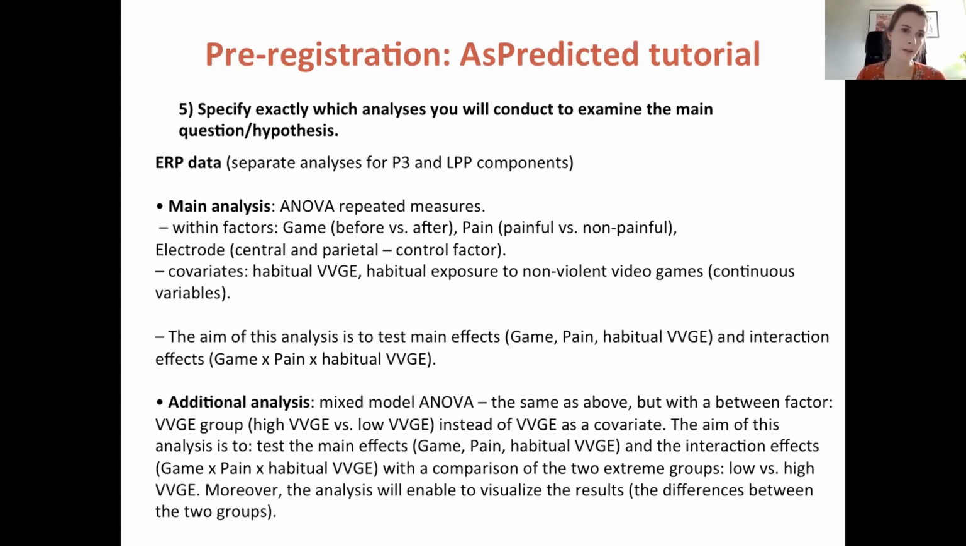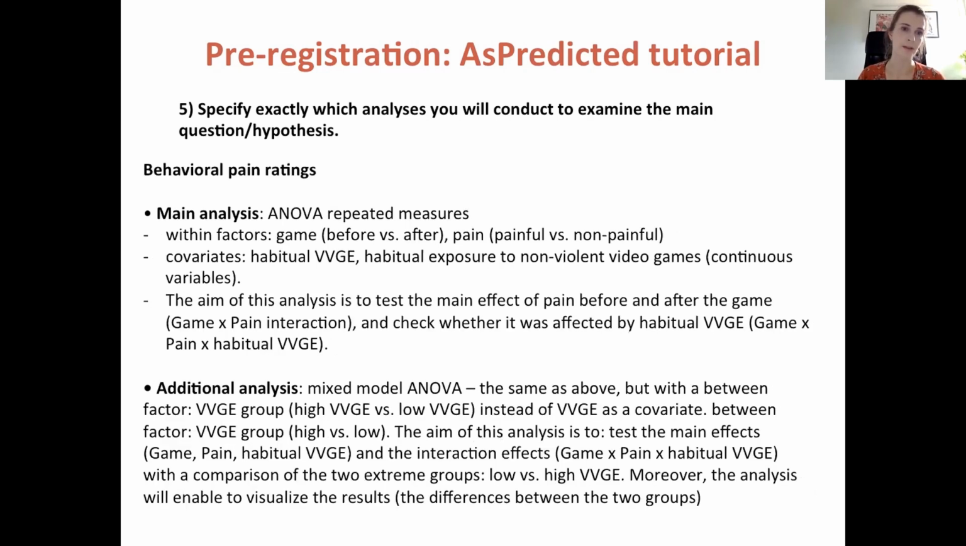And additionally, I also planned to test behavioral pain ratings, so the second type of the data, with a similar analysis. So here I also defined the main analysis and the additional analysis. So I think that this is quite an extensive description, and it was good enough. And it was also very helpful for me when I collected the data, so I knew exactly how I had to analyze them.